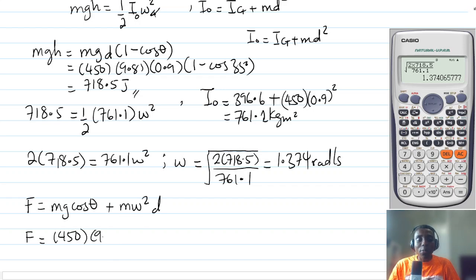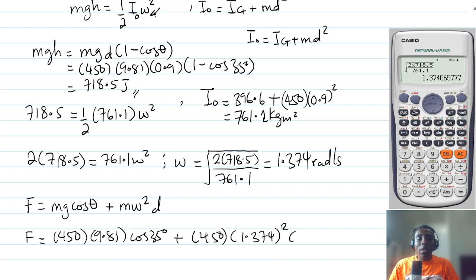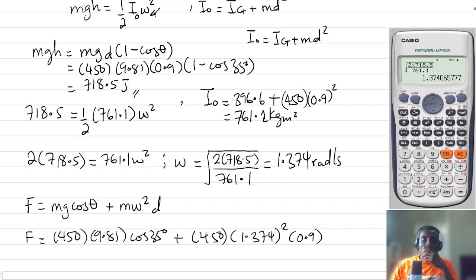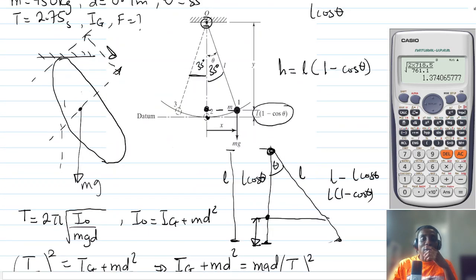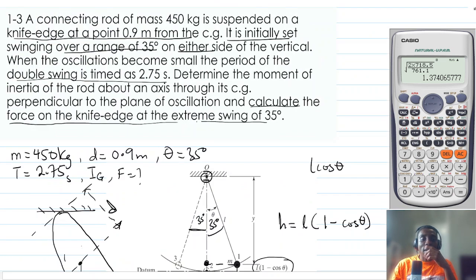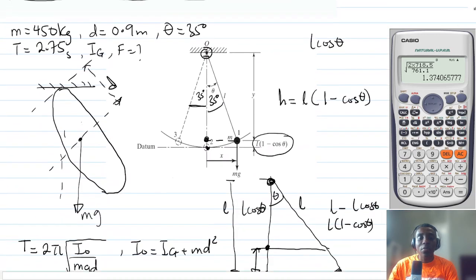So 450 into 9.81 cosine 35 plus 450 into 1.374 squared, multiplied by the d, which is 0.9. This force is the force which he said we should calculate. He said to calculate the force at the extreme swing. So at the extreme swing, that's why we are using the maximum speed.